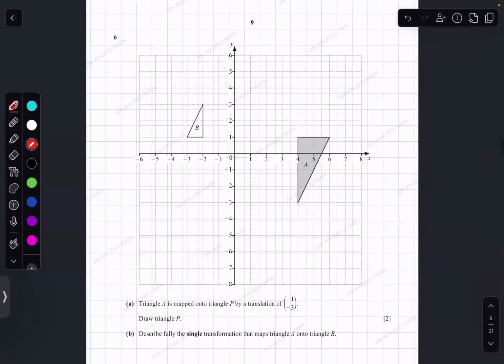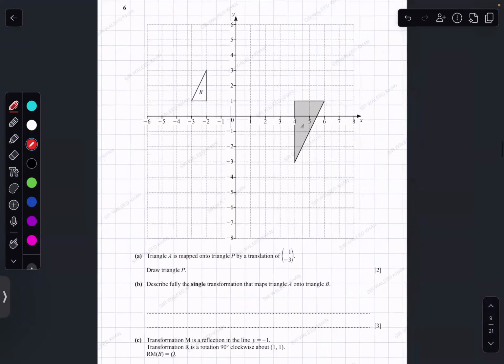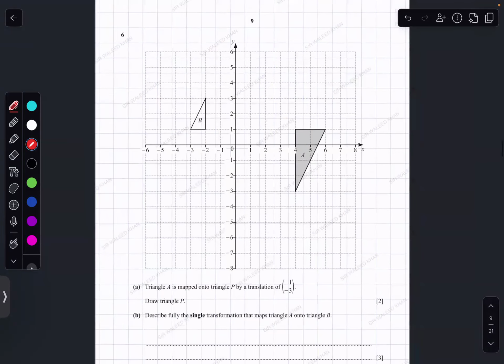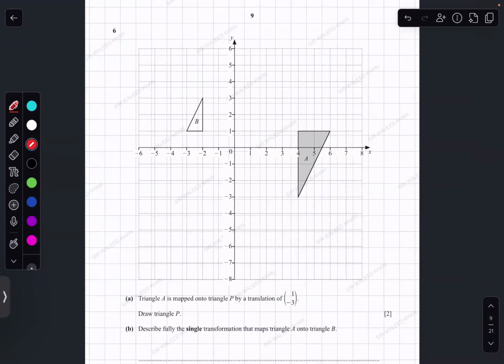Okay, question number 6. Triangle A is mapped onto triangle P by translation 1, -3. Okay. So it's a translation. Translation means we have to move every point of that object in the same direction. So triangle A is mapped onto triangle P by translation. A onto P.